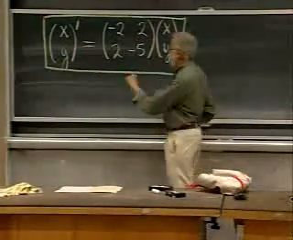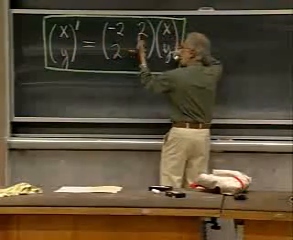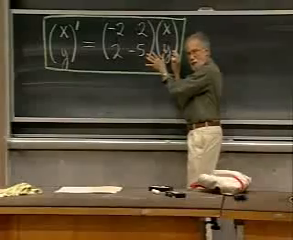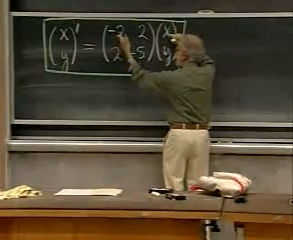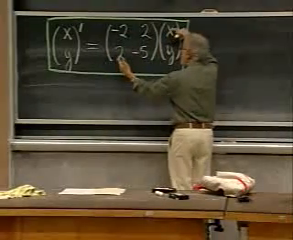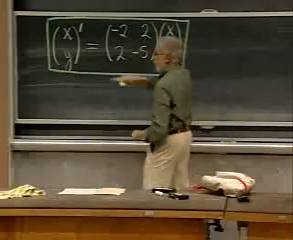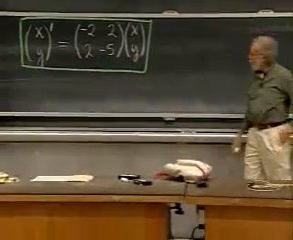Doesn't it? Let's see. The top here is x prime. What's the top here? After I multiply these two, I get a column vector. And what's its top entry? It's negative 2x plus 2y. There it is. And the bottom entry, the same way, is 2x minus 5y, just as it is down there.